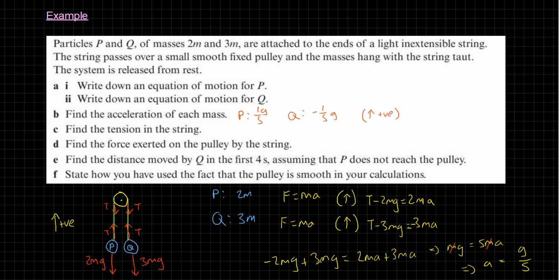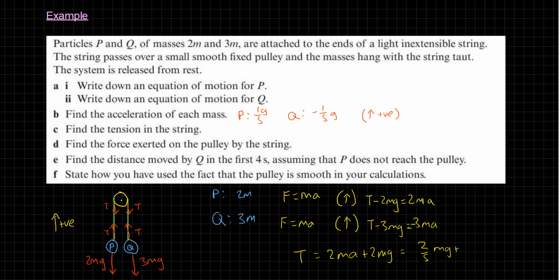This comes easy now. Effectively, this is simultaneous equations with two unknowns, where we don't know the A or the T. And the M we technically don't know, but it's irrelevant. So just plug in your A, which is 1/5 g, into either one of these equations and you'll end up with the answer. So let's pick, for instance, this one. So that gives us T. Let's bring the 2mg to the right hand side. And we know that A is 1/5 g, so this becomes 2/5 mg plus 2mg. That's 12 over 5 mg.